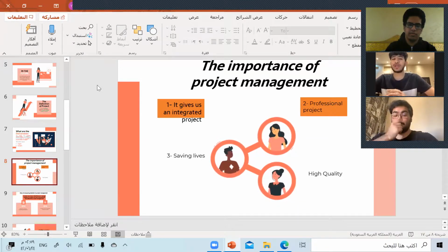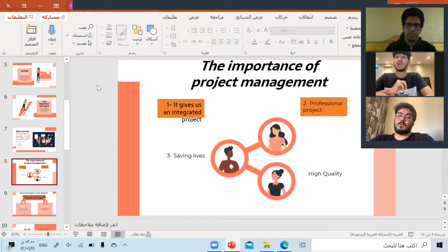Why project management is important, where is the problem, and project against operation. First, I think the importance of project management is very important for us. If we do the project professionally, you get, I think, four reasons for this. One, it gives us an integrated project. Two, you will also get a professional project. Three, you'll get saving lives and high quality. If you do the project professionally, you will get these four results.